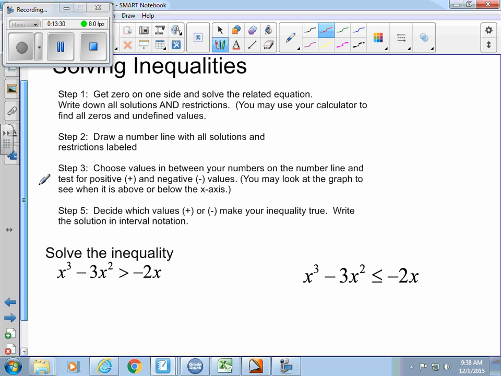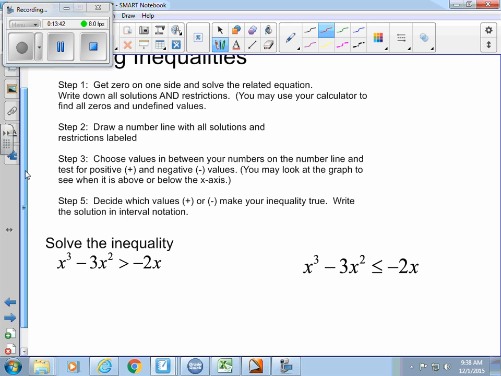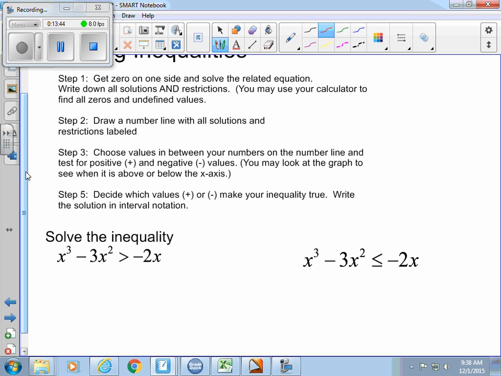Draw a number line with all solutions and restrictions listed. Choose values between the numbers, positive and negative. You may use a calculator to do that and look at when it's above and below the x-axis.